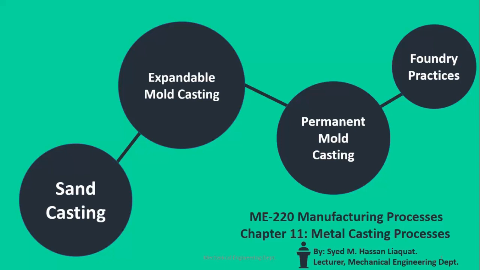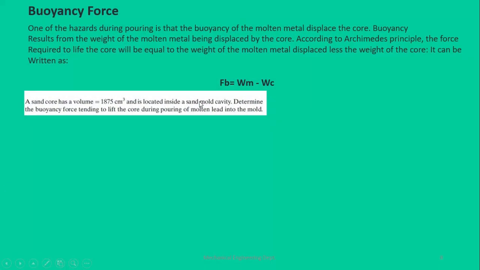So in the last week we were discussing chapter number 11 of your textbook, that is metal casting processes. We discussed some basic terms of sand casting, including pattern making as well as mold making. We also discussed the buoyancy force in sand casting. One of the hazards during pouring is that the buoyancy force of the molten metal displaces the core, and we have discussed that before. But how do we calculate that buoyancy force when we are pouring a molten material?